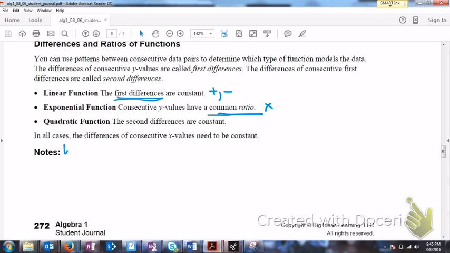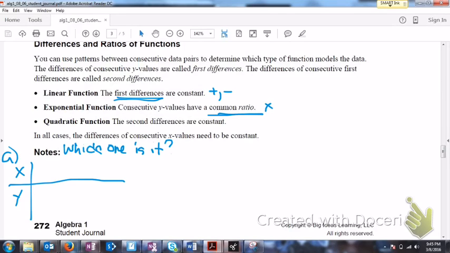Let's look at a few examples. Again, our topic here is which one is it? This time we're given an XY chart. So let's make a little XY chart for the first one here, A. On our XY chart, we're going to have x: -3, -2, -1, 0, and 1. And for y, we're going to have 11, 8, 5, 2, and -1. Remember, those are points. (-3, 11). Another point would be (-2, 8).